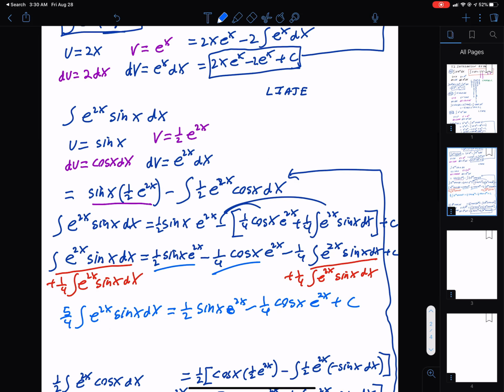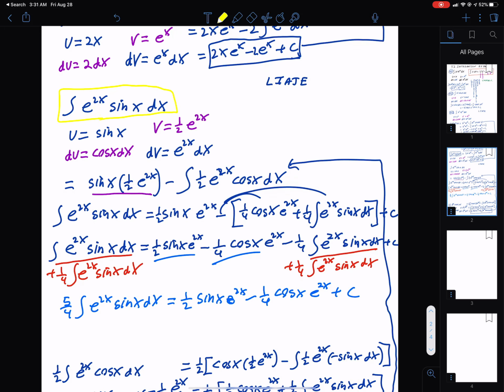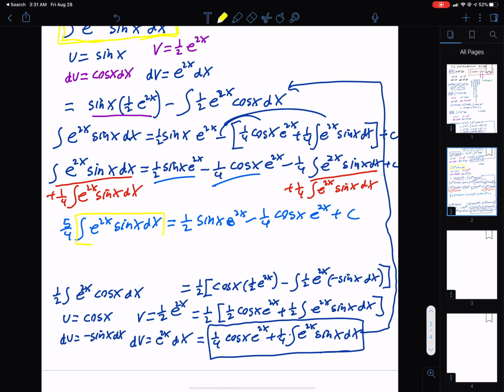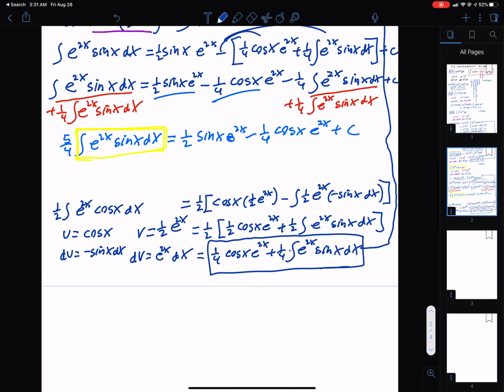Now, what was my original problem? My original problem, I was trying to find that guy. Well, I have that guy right here. I just have to get rid of the 5/4. So I'm going to multiply both sides by 4/5. If I do that, the 5/4 is going to disappear. And I multiply everything on the right side by 4/5. So 4/5 times 1/2 is 2/5.